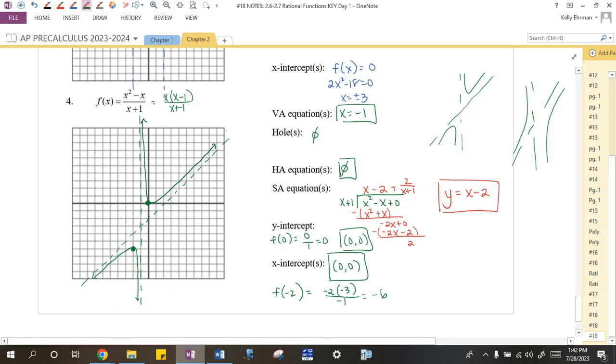Okay, that's it for today. We're going to have lots of practice with graphing for homework, and we can come back tomorrow if we had any questions about the holes or anything else.